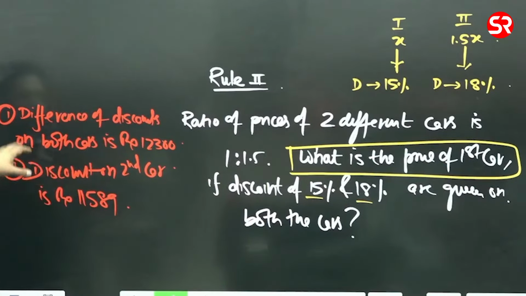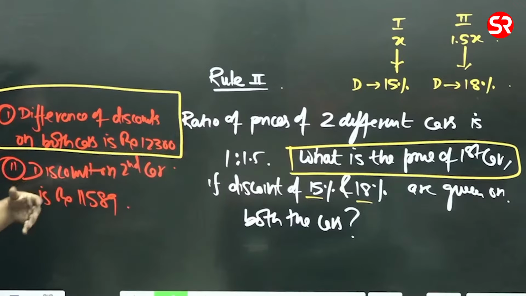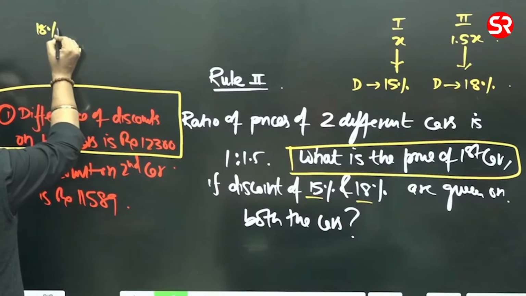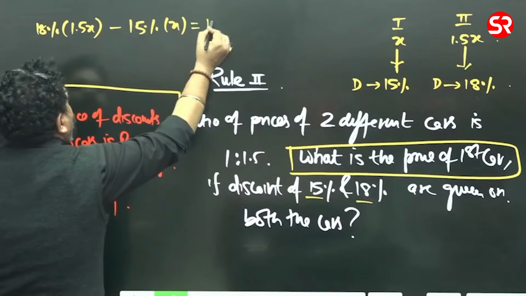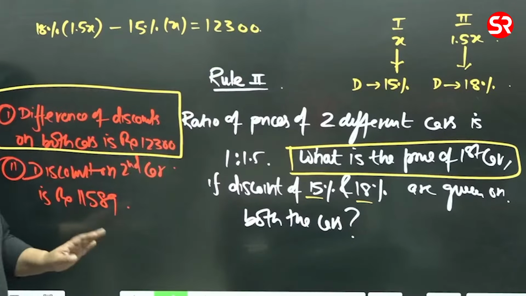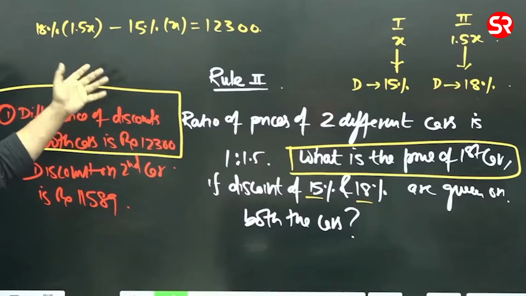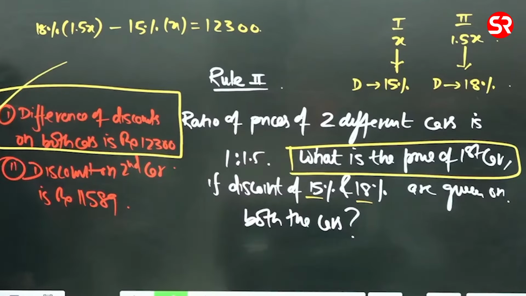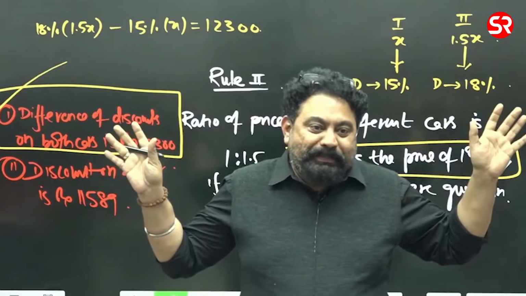Statement 1: the difference of the discounts of both cars is 1230. The discount on the second car is 18% of 1.5x, minus 15% of x, which comes out to be 1230. Would it give me a unique answer for x? What the answer is, is not an issue. I only ask: would the answer be unique? It's a linear equation, so yes, it will be unique. I don't want the value of x.